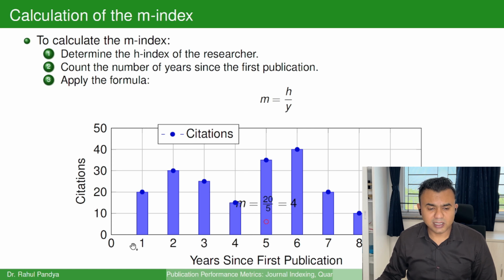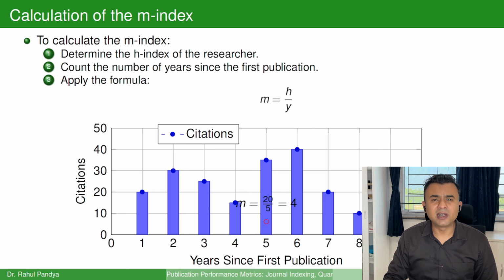For example, let's say these are the number of years since the first publication happened. So you can see M equals 20 divided by 5, where 20 was the computed H index for a particular graph, and the number of years is 5. M equals 20 by 5 equals 4. That is the M index.